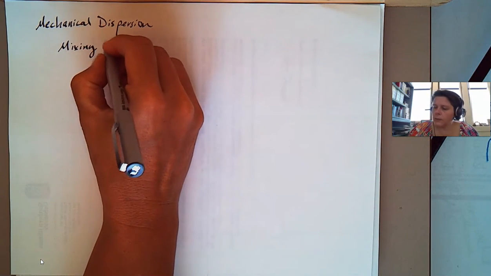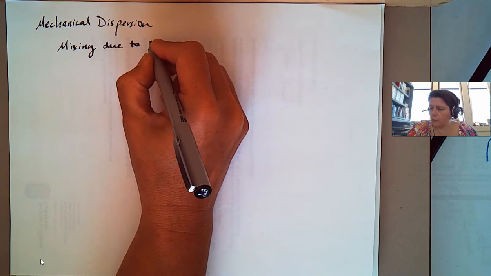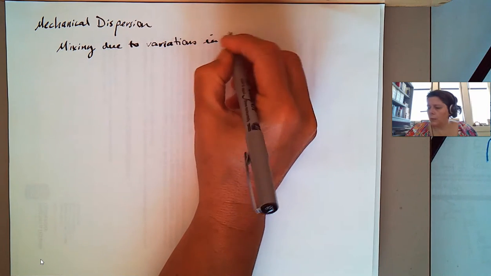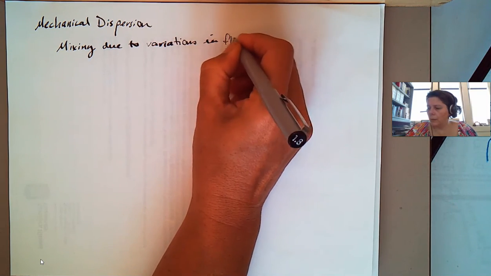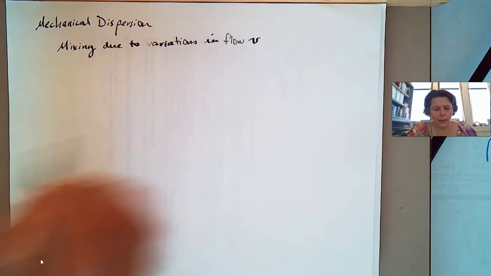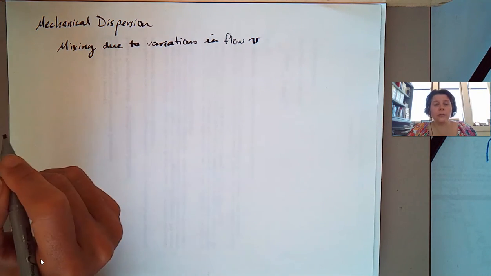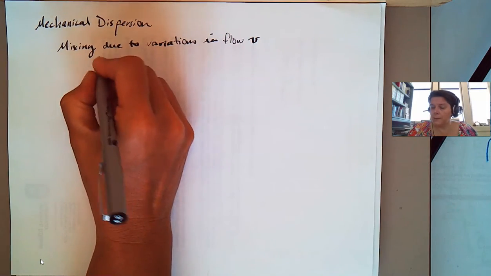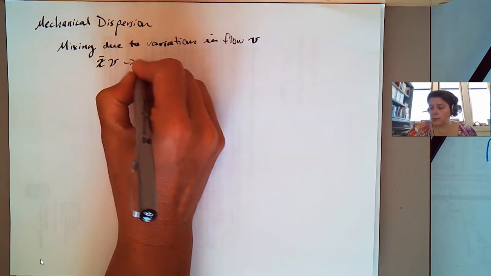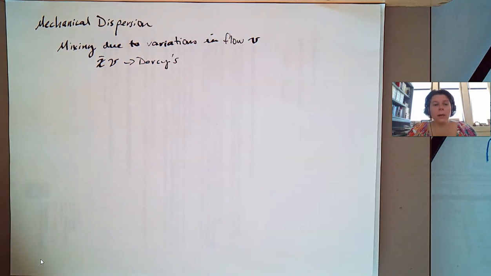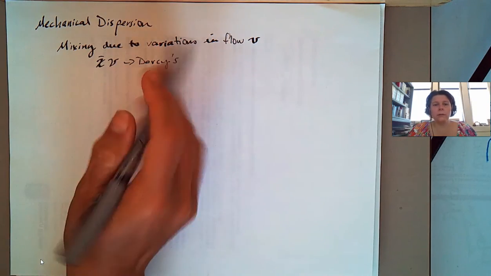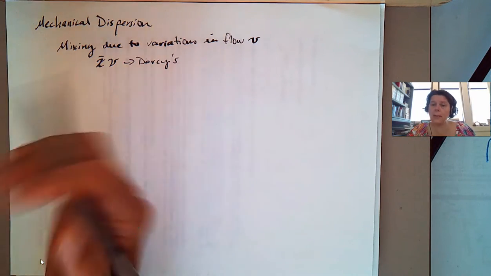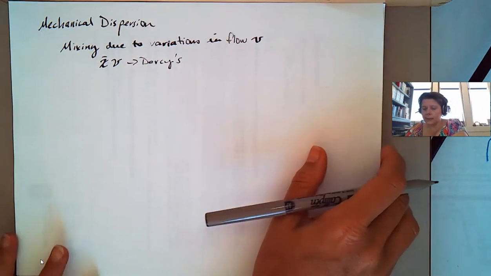So mixing due to variations in flow velocities relative to the average velocity calculated by Darcy's law. So the average flow velocity is from Darcy's law. But what we're trying to say is that mechanical dispersion is going to cause variations in that flow. So you're going to get some contaminants getting there before the rest by the average flow and some coming after it. And this happens at different levels.